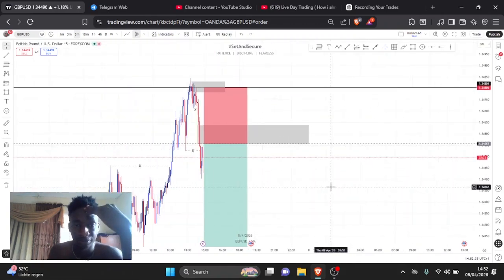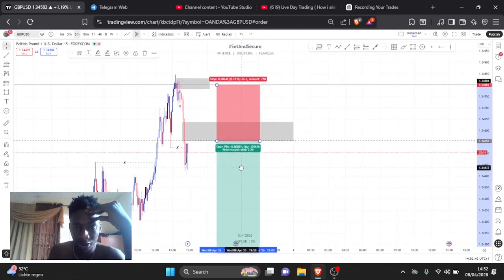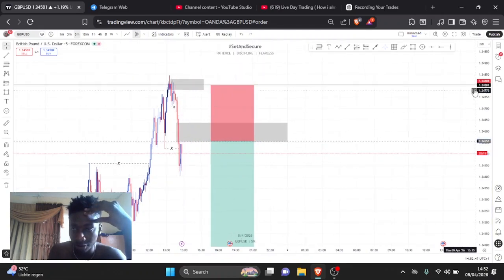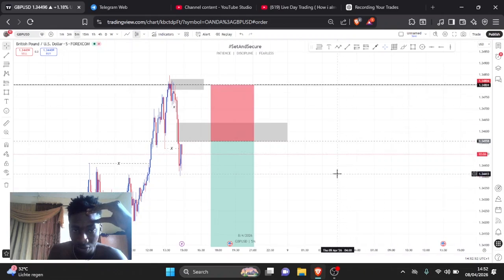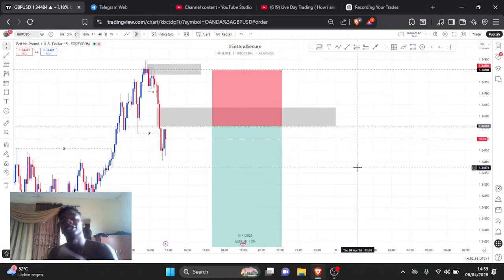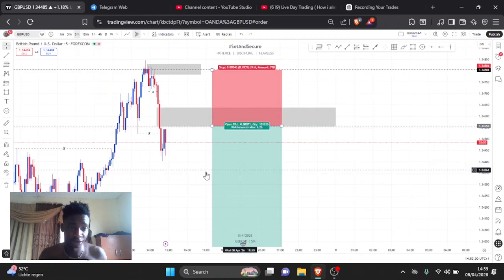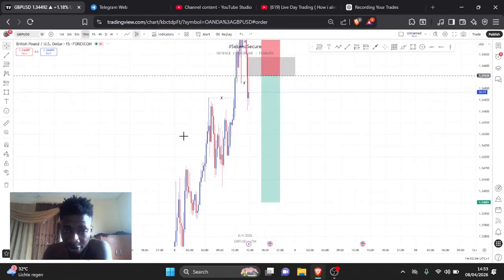Right. So once I get triggered, I'm gonna enter. My stop loss is gonna be there. So that's the second trade of the day. The second trade of the day is looking at what I can use to avoid these things.